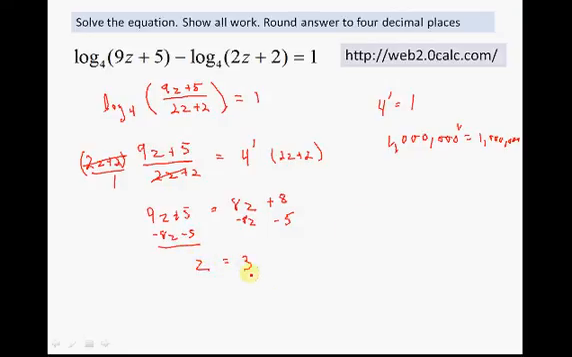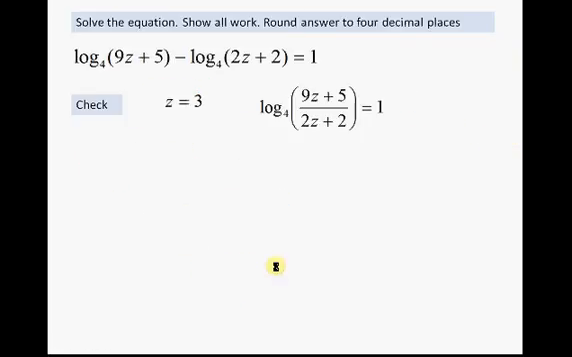But how do we know that that's correct? Let's do the check. Let's just make sure that it is accurate. We're saying that z is equal to 3. I'm going to use this form here; it'll be a little bit easier to work with. So we'll say log to the base 4 of 9 times 3 plus 5 over 2 times 3 plus 2, and it's still all equal to 1.